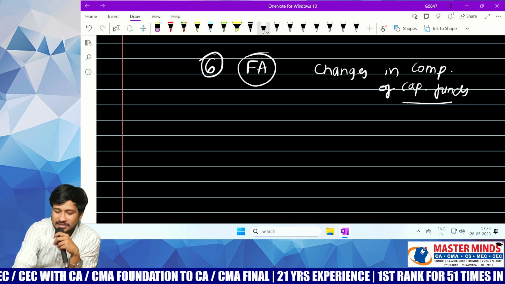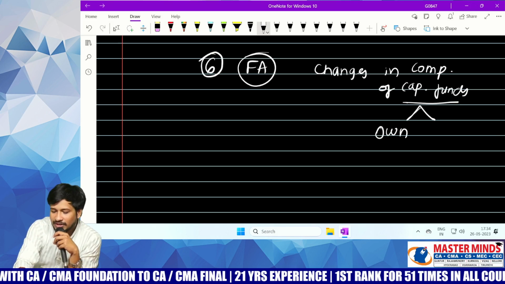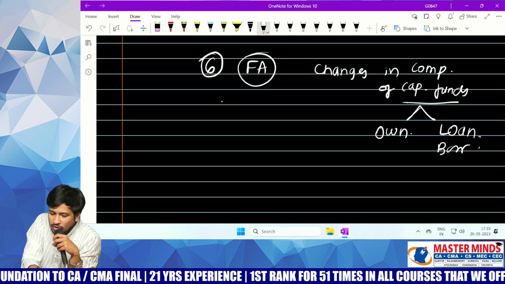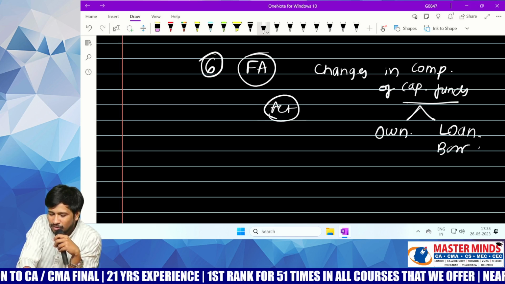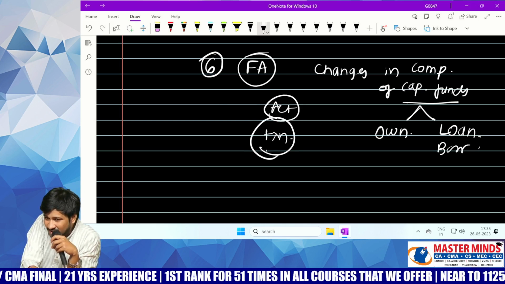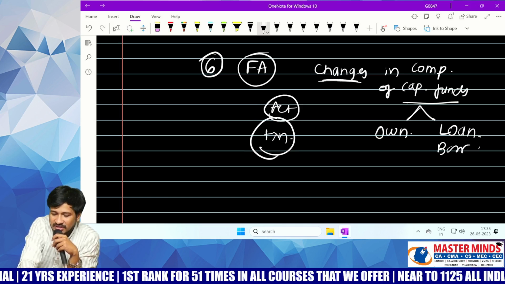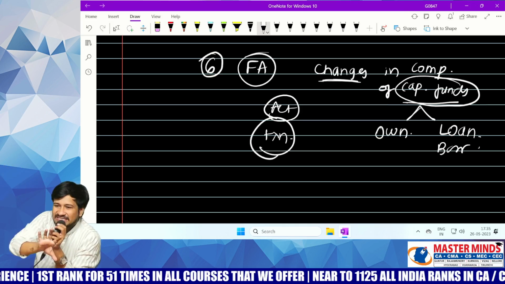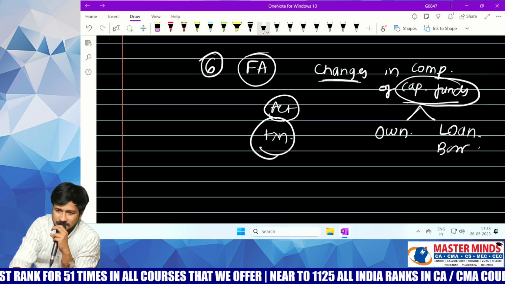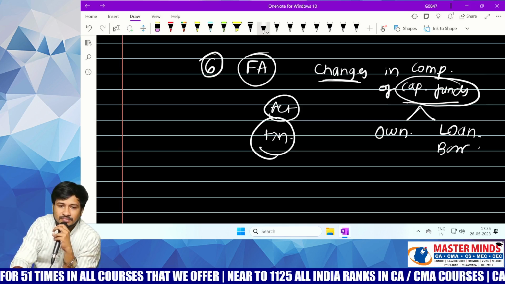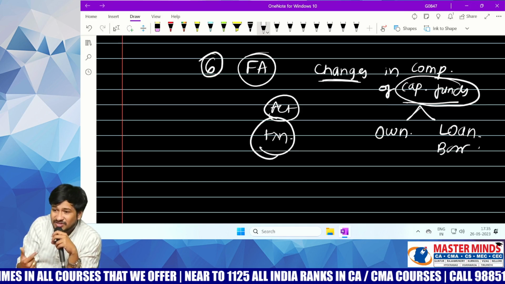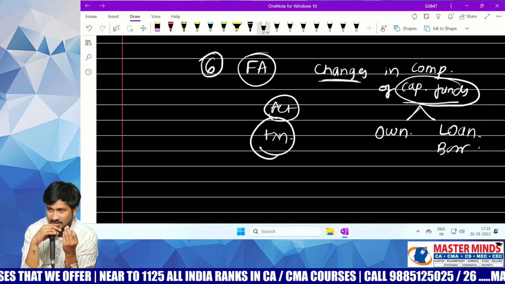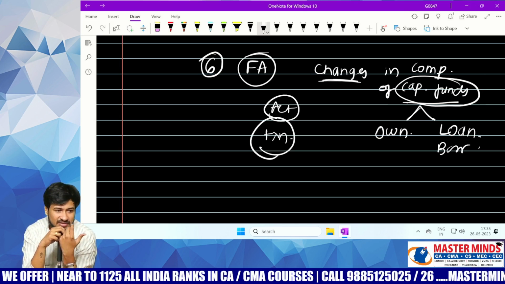So what do you mean by capital funds? It might be either owned capital or loaned capital or borrowed capital. You are doing one activity or you are having a transaction because of which there will be change in the composition of capital. Either whole capital might have changed or it is affecting the capital funds. Understood? Share capital issued. Financing activity, because with issue of share capital, capital will increase. Clear? And next, redemption of preference shares.